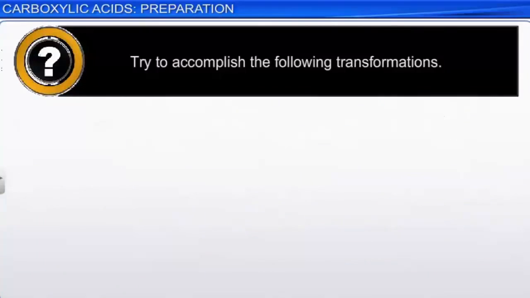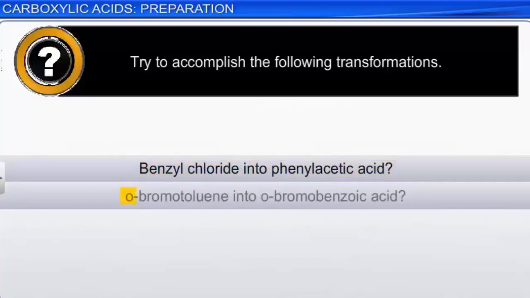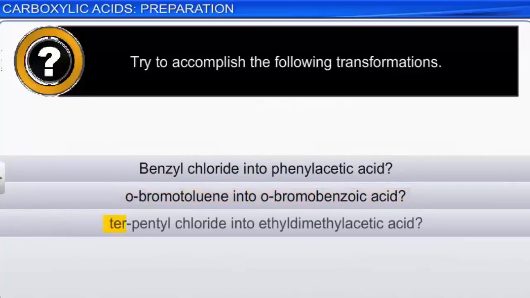Having learned the different methods of preparation of carboxylic acids, now try to accomplish the following transformations. Benzyl chloride into phenyl acetic acid. Orthobromotoluene into orthobromobenzoic acid. Tertiary pentyl chloride into ethyl dimethyl acetic acid.